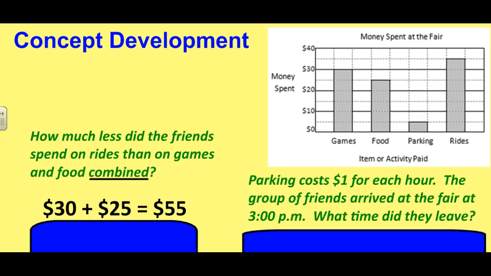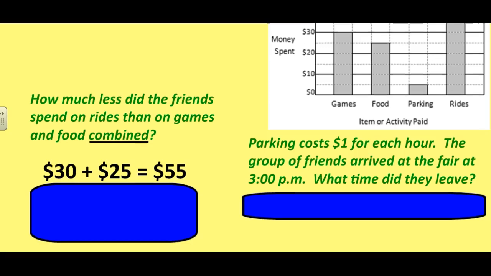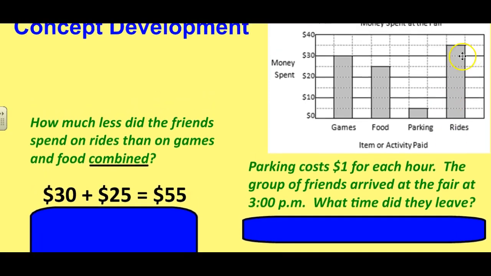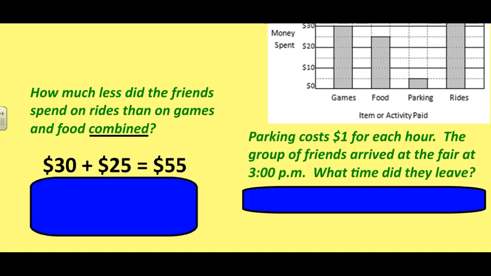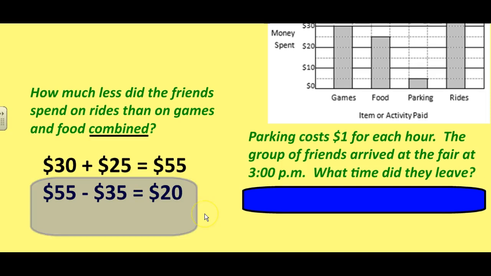So it says how much less did they spend on rides. On the rides, we know that they spent $35. So now all we have to do is subtract $55 and $35 to figure out how much less they spent on the rides. So I want you to go ahead and do that on your paper and push play when you're ready to check it. So when you take 55 minus 35, you're left with $20. So that tells me how much less they spent on rides than they did on the games and food together.